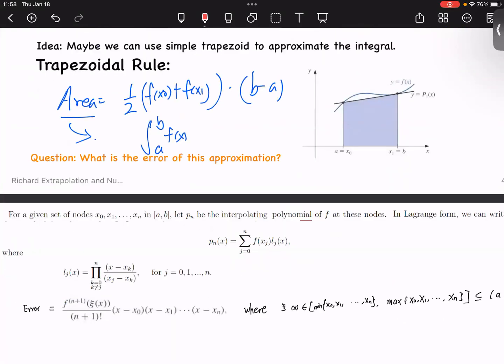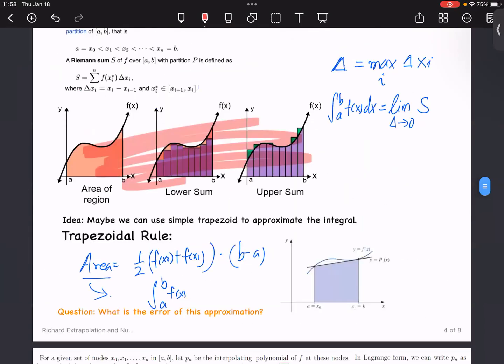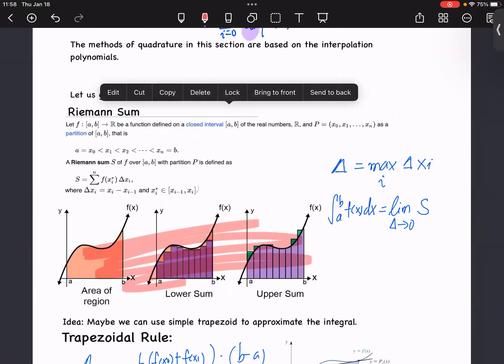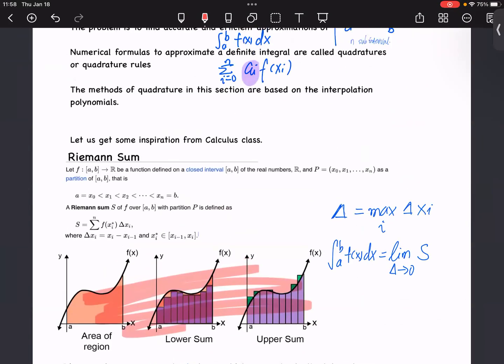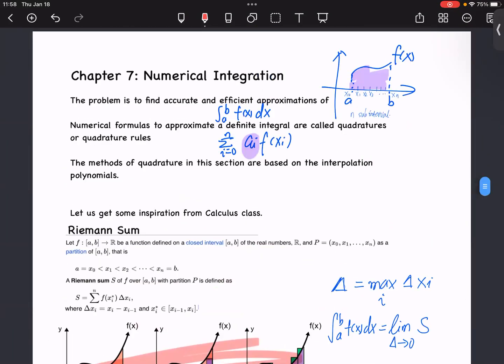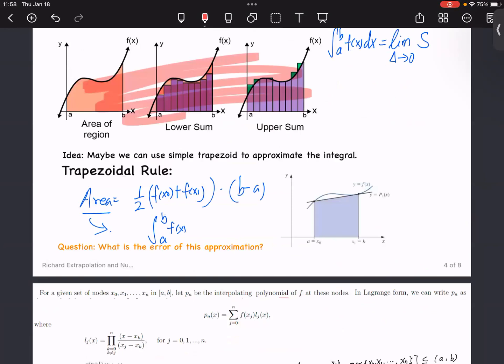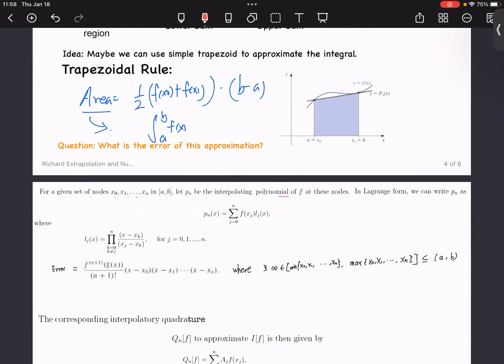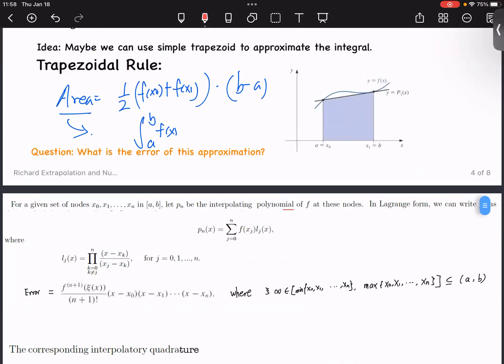So now, let's go back to the very beginning. We said that if we want to get the quadrature rules, the quadrature rules are mostly based on interpolation polynomials. So now we have 2 points, right? And we are going to derive the trapezoid rule by using the interpolation polynomial here. So for example, we have the Lagrange form of the interpolation here.